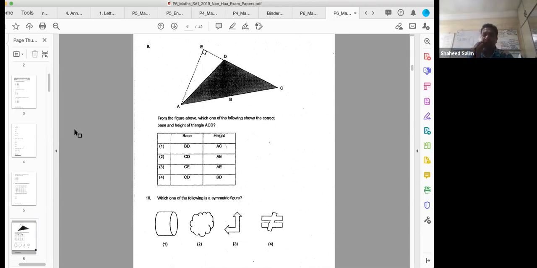What about question number 10? Which one is a symmetric figure? It means you can cut it into exactly 2 halves. Even your face is not symmetrical. You put a mirror here, it's a different face.